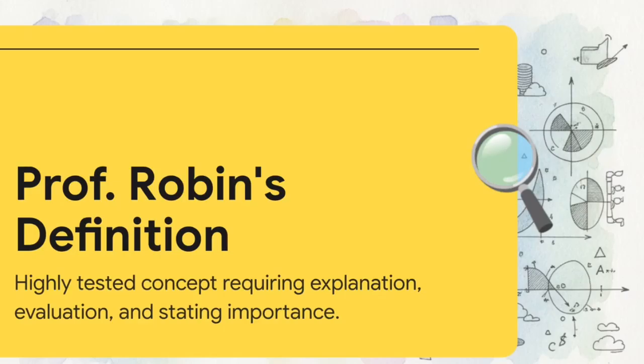Now, if there's a VIP of these exams, it is absolutely Professor Lionel Robbins. Every single exam paper we analyzed across both August and March demands a full 14-mark deep dive into his definition. This is the idea that economics is the science of scarcity, studying how we balance our unlimited wants with totally limited resources. And the prompt doesn't just ask what is it. No, it specifically mandates that you explain it, evaluate it, and state its overall importance.